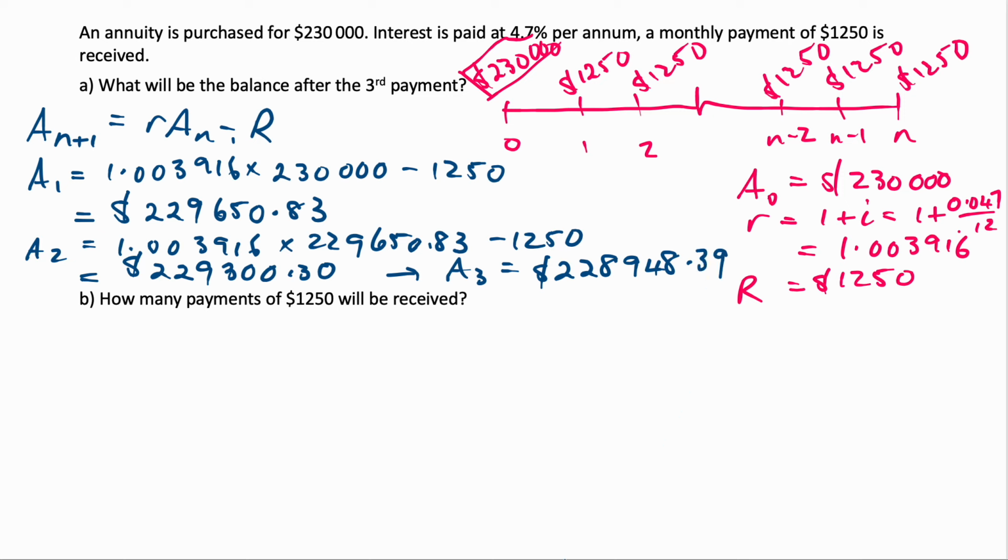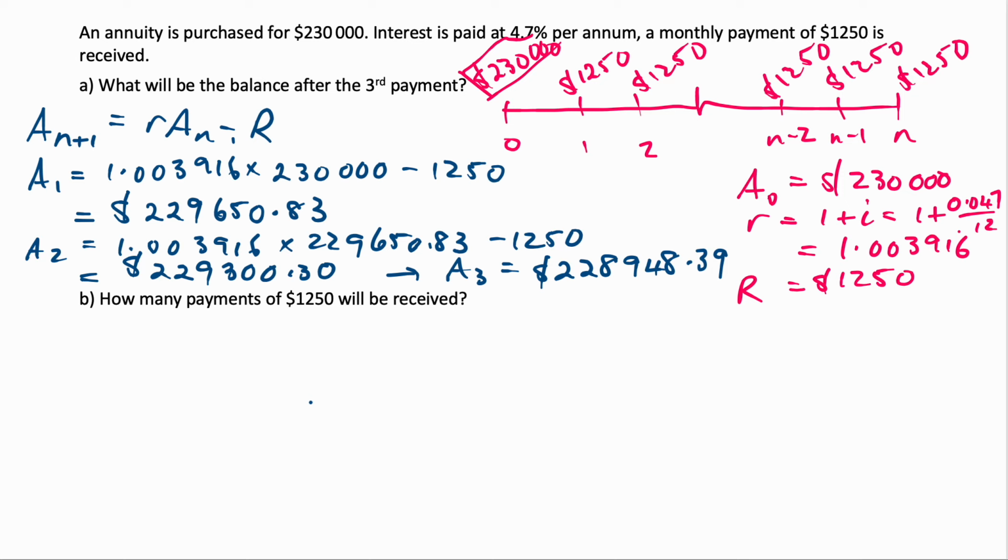Okay, so now what we need to know is how many of these payments are we going to receive? It's obviously not going to go on forever, because that 230,000, unless of course we were earning more interest than we were actually taking out in a payment, then it could literally last forever. But let's assume for the moment that we're taking out more than we're earning in interest.